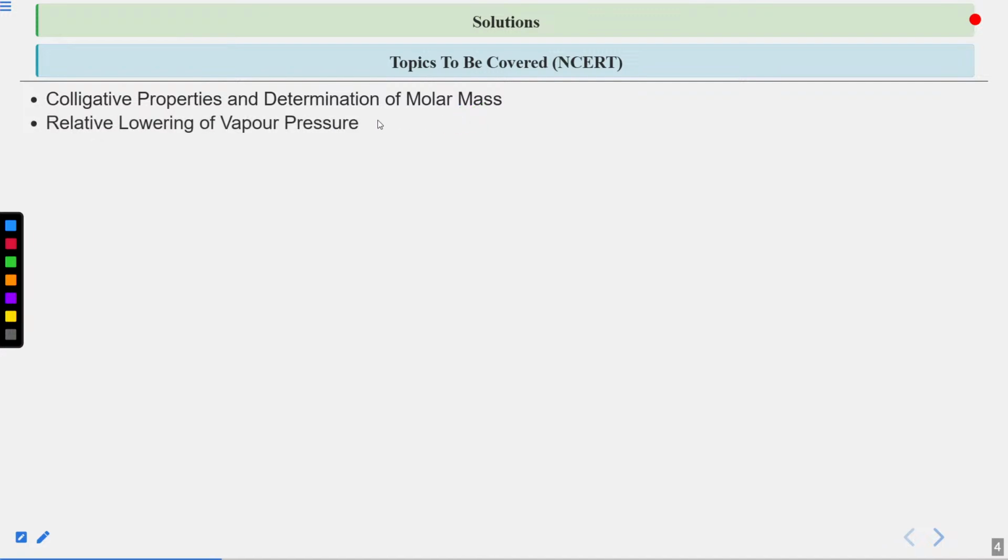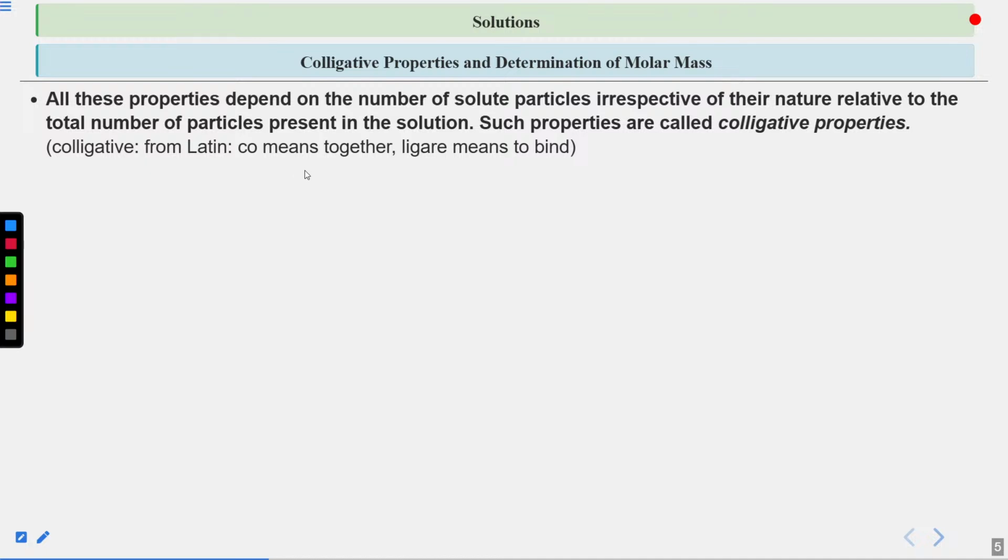Then relative lowering of the vapor pressure, elevation of boiling point, and some examples. Then we will also see the depression in freezing point, osmotic pressure and abnormal molar mass. So this whole class will be in English language.